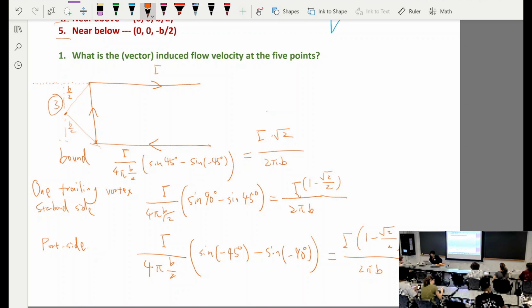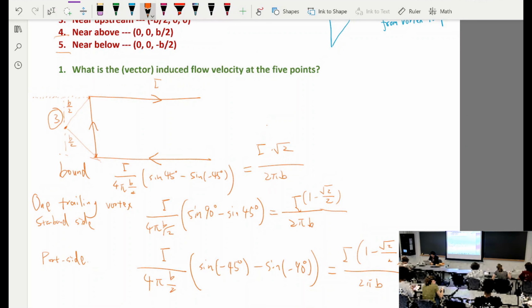So now let's look at just one of these points, either above or below. Maybe look at the one above, number 4. For number 4, the bound vortex has a distance equal to, again, half b. If you look at the coordinates, the x and y coordinates are both 0, so they are the same as the bound vortex, and the distance is exactly the z coordinate, half b.